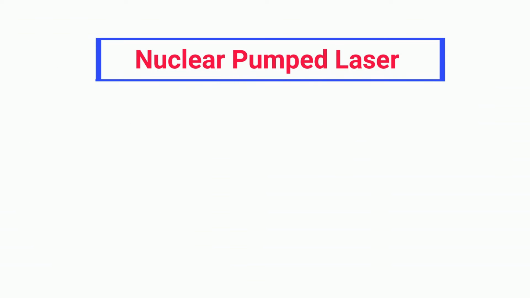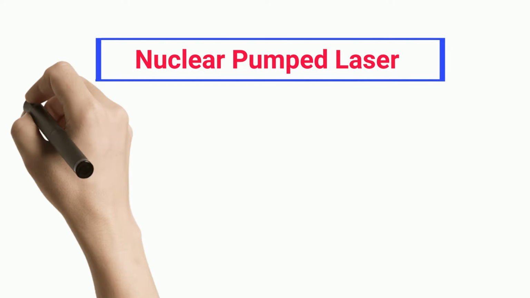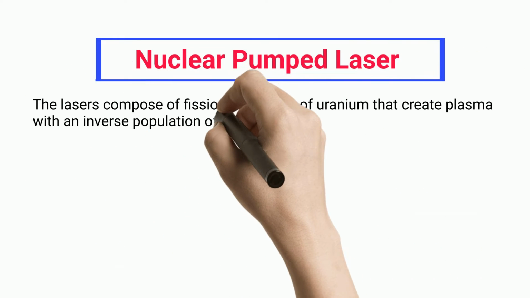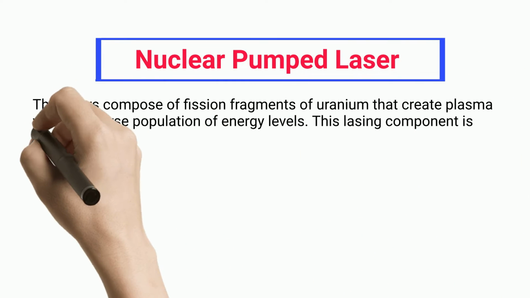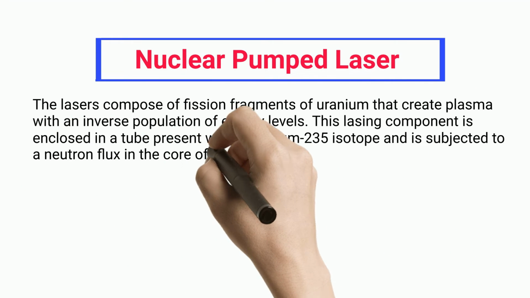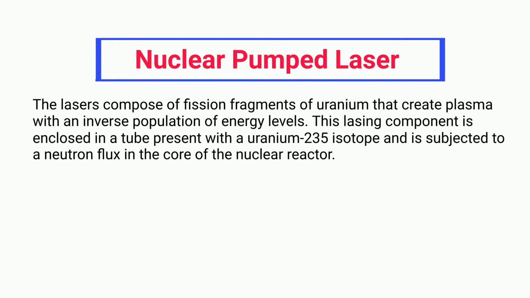Nuclear pumped laser. The lasers compose of fission fragments of uranium that create plasma with an inverse population of energy levels. This lasing component is enclosed in a tube present with a uranium-235 isotope and is subjected to a neutron flux in the core of the nuclear reactor.